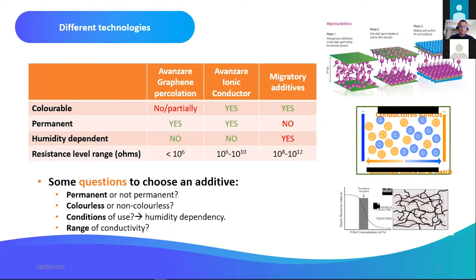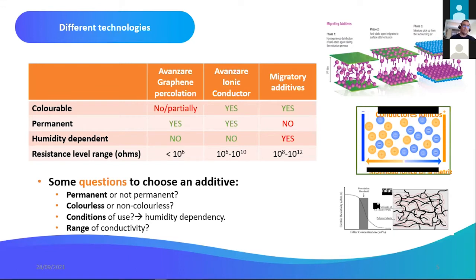To choose an anti-static agent, it's preferable to answer some questions: the conductivity range, of course, and the conditions of use, because the humidity has an important role in the conductivity, mainly in the migration one. And whether you need a colorless or non-colorless solution, or a permanent or non-permanent solution.